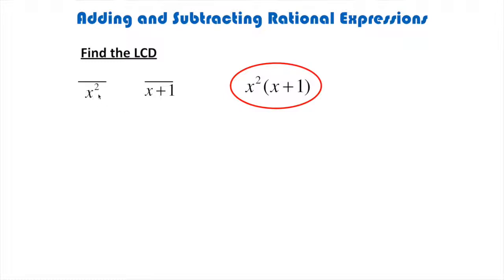In other words, what am I going to need to multiply this side by here to get x squared times x plus 1? That would be an x plus 1 top and bottom. What do I need to multiply this side by here to get that lowest common denominator? That would be an x squared on top and bottom. Okay, I want you to try this one. Go ahead and push pause now. After you've obtained your answer, come on back and push play.